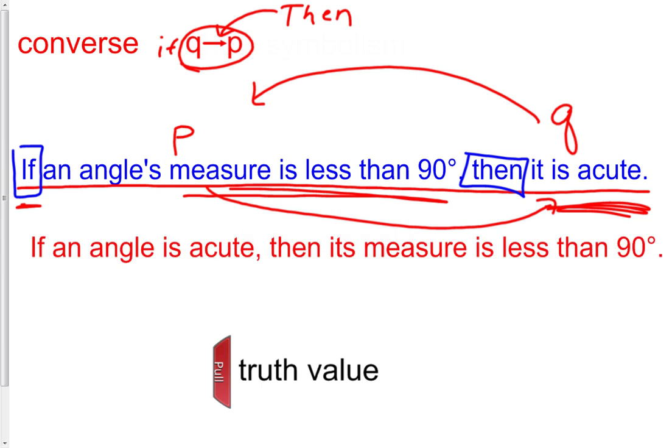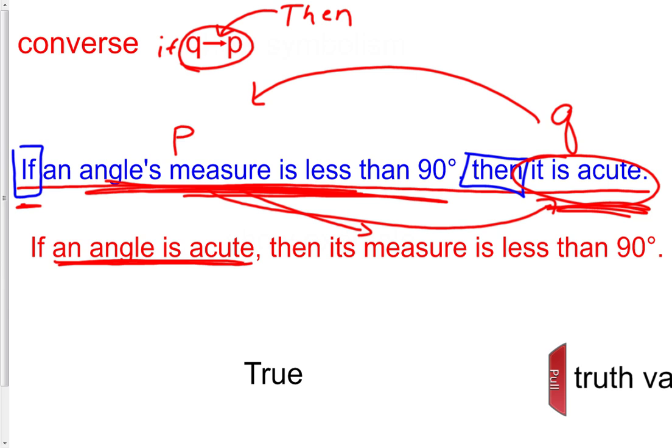If an angle's measure is acute, you can see how this is the Q part, and now it's going to come after the if. So now this is the new hypothesis. Then this part that was the hypothesis now goes to the back of the sentence and it becomes the conclusion. Then its measure is less than 90 degrees. So for all of these, we're going to talk about the truth value as well. If an angle is acute, which means less than 90 but greater than 0, then its measure is less than 90 degrees. This statement would be true. If an angle is acute, it's going to be less than 90 degrees.